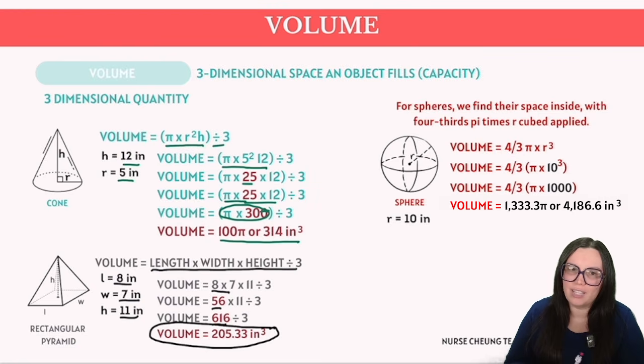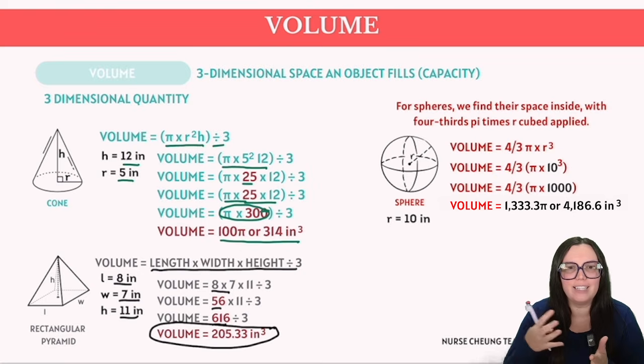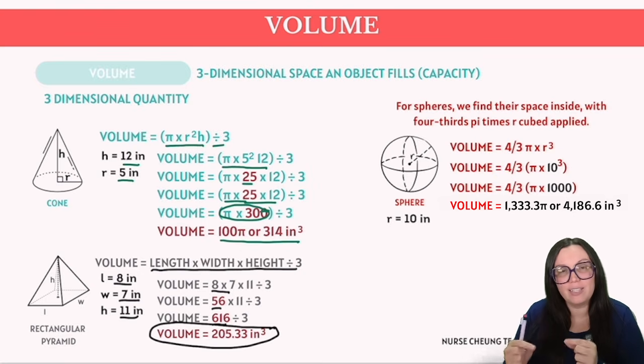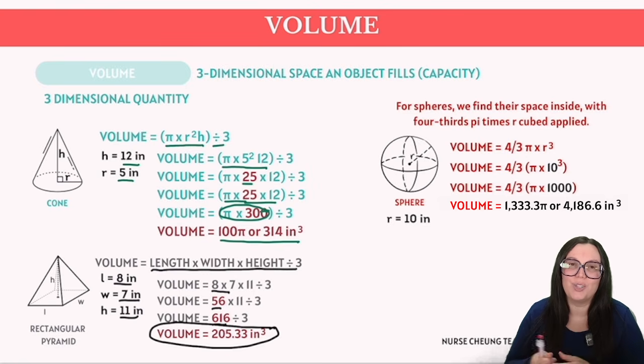Now finally, we have the volume of a sphere. It's difficult to explain the volume when it comes to a sphere without getting into a whole bunch of calculus and how this formula is determined. To save ourselves some time and frustration, I use this sentence to remember this equation. For spheres, we find the space inside with 4/3 pi times r cubed applied.